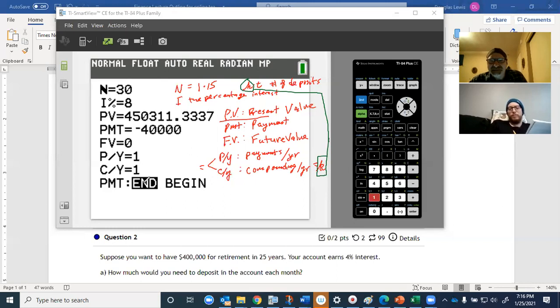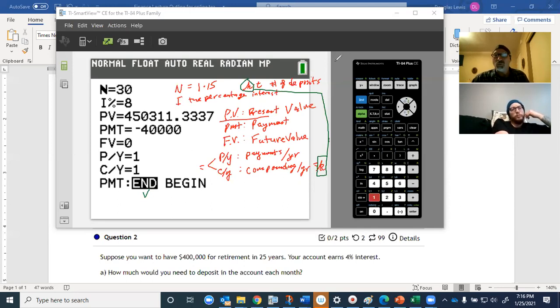And this END means we'll make the payment at the end of the month. And all the problems we use END, although it's not always practical. Sometimes in real life, you use BEGIN. You get things at the beginning of the month. But in all the problems we do, we'll use END.